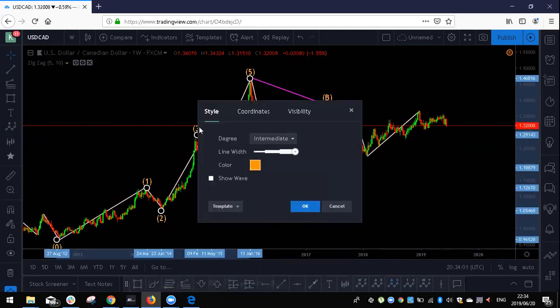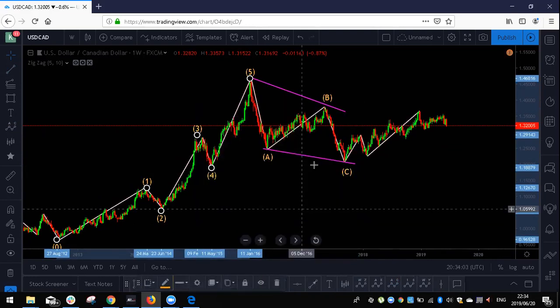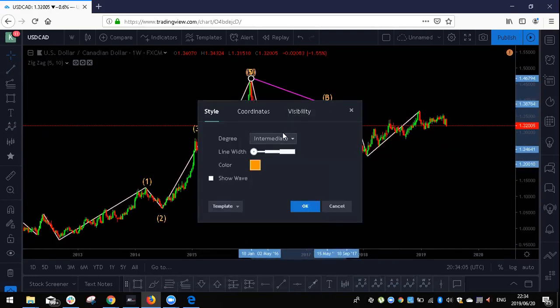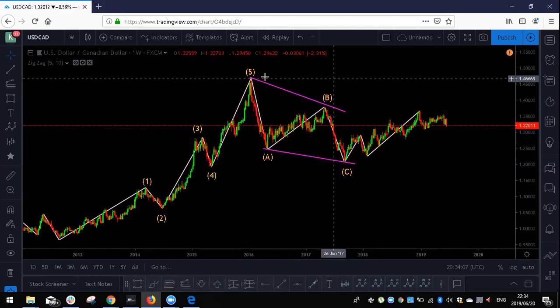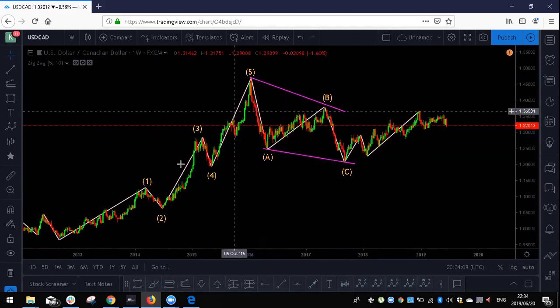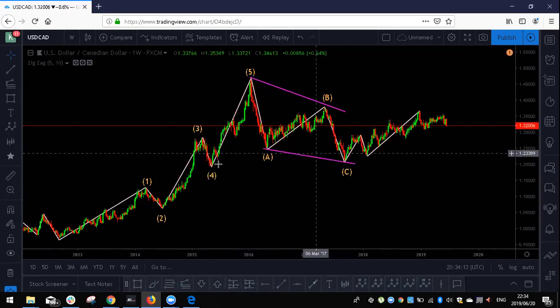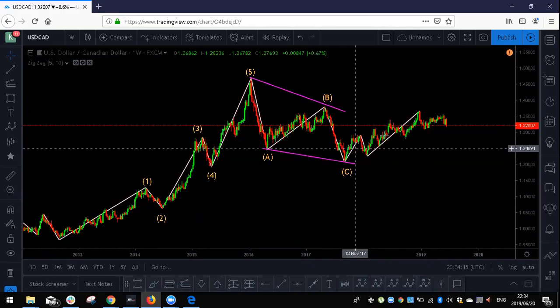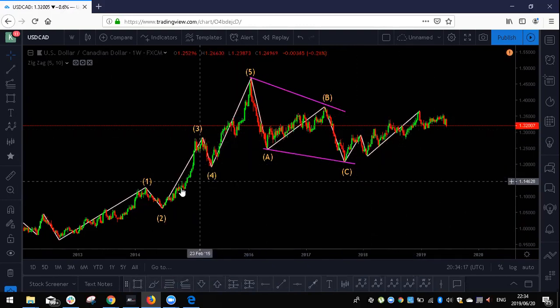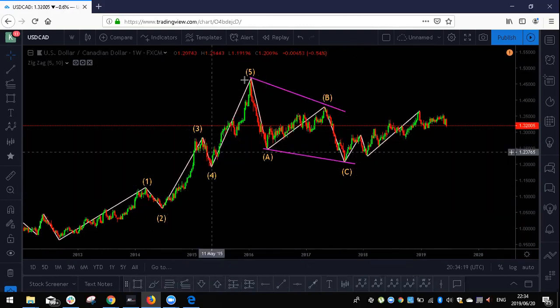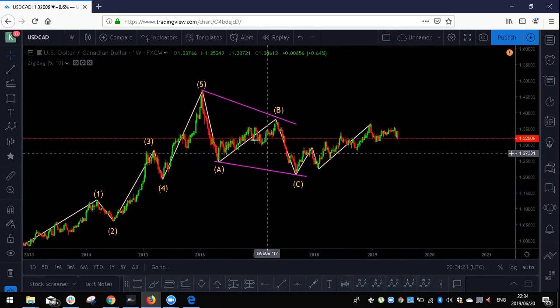Okay, this is an intermediate degree. This is also an intermediate degree. So we have this 5-wave move and then this corrective structure. But can you see we're not getting momentum to show that we're starting this corrective structure.